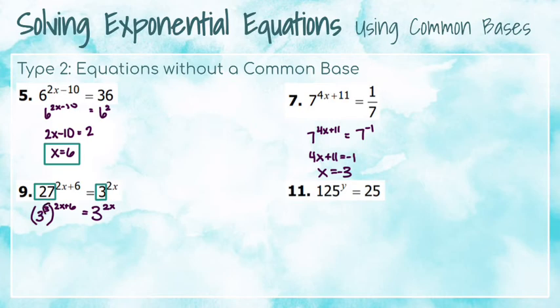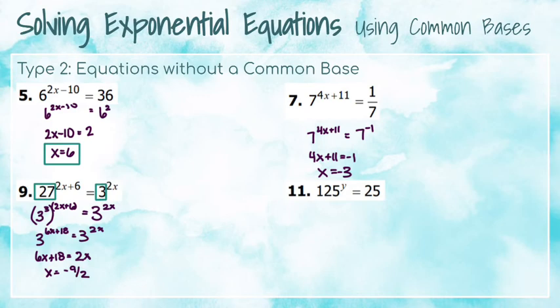Well, whenever we raise a power to a power, we multiply the exponents together. So this is a binomial, so we'll have to distribute that 3. But this is going to equal 3 to the 6x plus 18 power equals 3 to the 2x. So now we have common bases, and we can set the exponents equal to each other. And we will find that x is equal to negative 9/2.